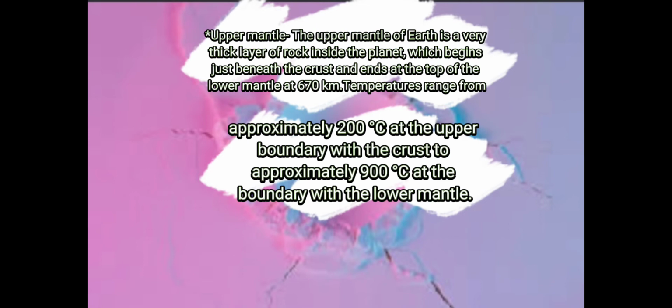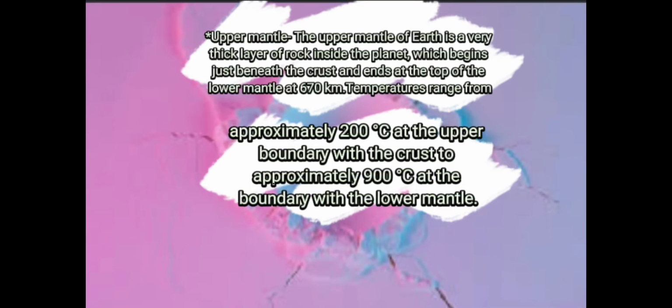The crust overlies the solidified and uppermost layer of the mantle. Upper mantle. The upper mantle of Earth is a very thick layer of rock inside the planet, which begins just beneath the crust and ends at the top of the lower mantle at 672 km. Temperatures range from approximately 200 degrees Celsius at the upper boundary with the crust to approximately 900 degrees Celsius at the boundary with the lower mantle.